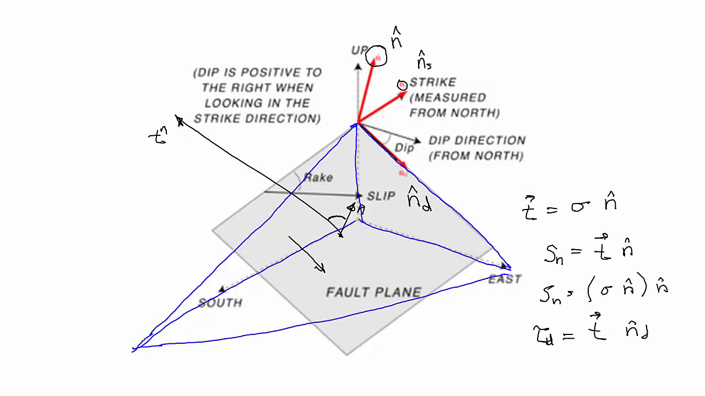in D, okay? What about the shear stress in the direction of the strike? Maybe take the dot product with the normal vector with respect to the strike. Okay? All right.